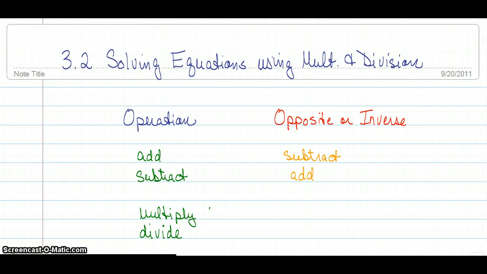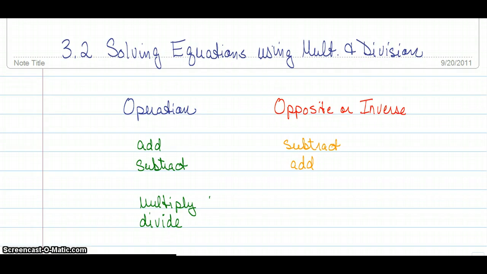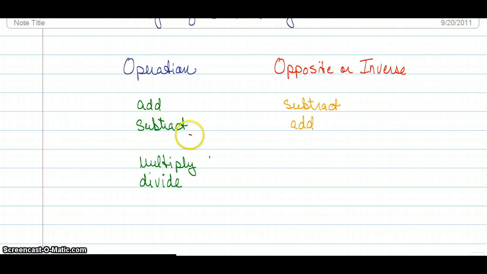Okay, this is section 3.2, solving equations using multiplication and division. We've talked earlier about the operations and how each operation has an opposite or an inverse. So if I have addition, the opposite is subtraction. If I have subtraction, the opposite is addition. If I have multiplication, the opposite is division. If I have division, the opposite is to multiply. That's going to be how I undo all of these operations.